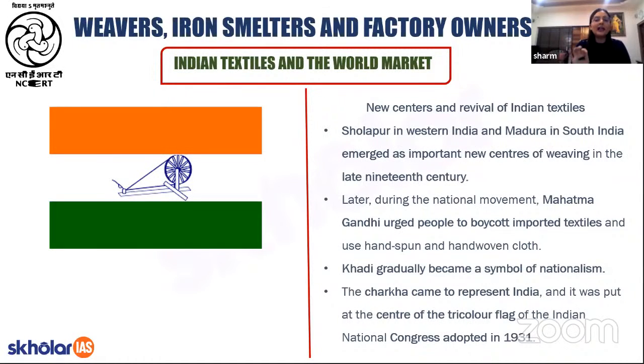Now, before coming to that, I would like to tell you that there were 2 important centers, that is Sholapur in Western India and Madura in South India, which had emerged as new centers of weaving in the late 19th century.